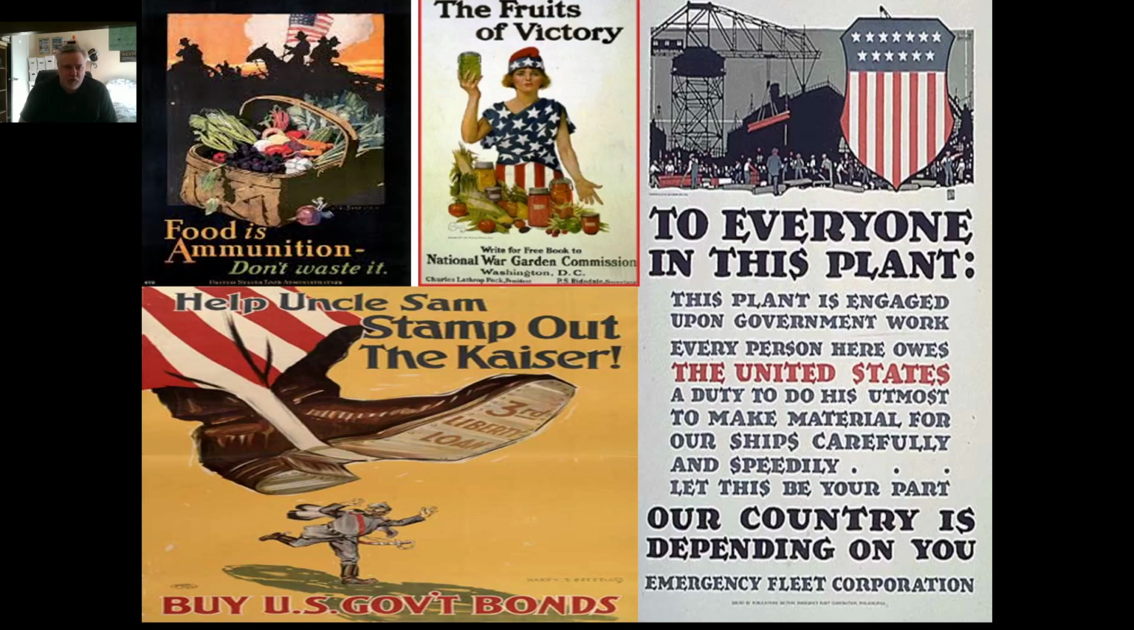To help finance the war, you were encouraged to buy bonds. Which basically would be like, okay, you buy a $100 bond, in 30 years it'll mature and you'll get $300 back for it, right? In the meantime, the government's got $100 it can spend on whatever it needs to spend on for the war effort.